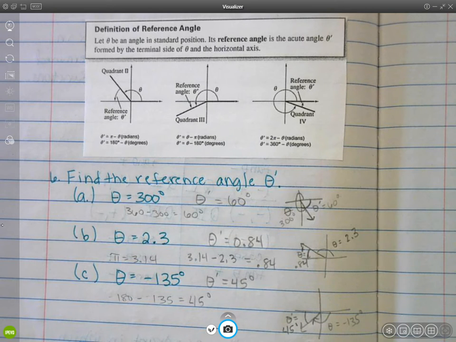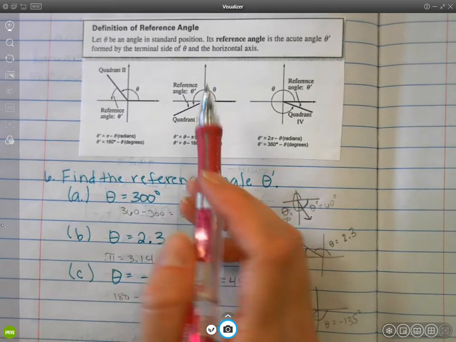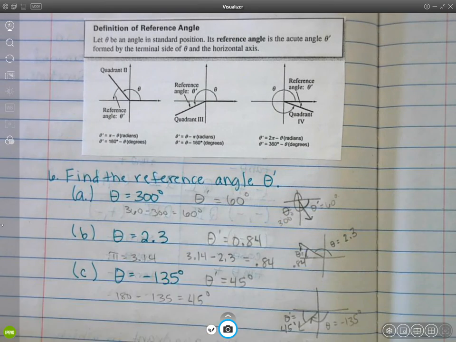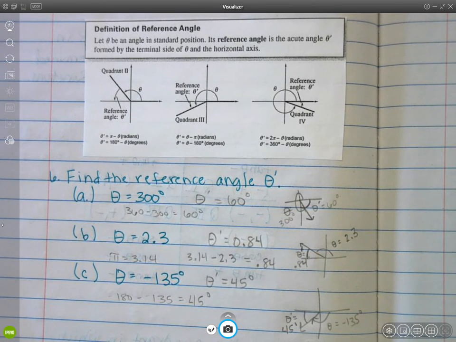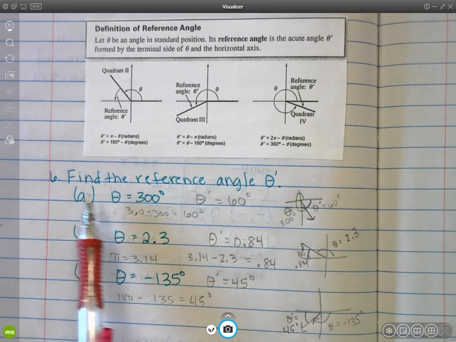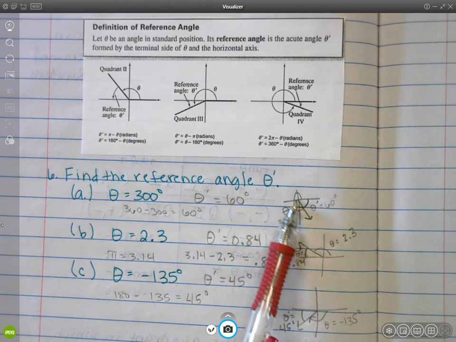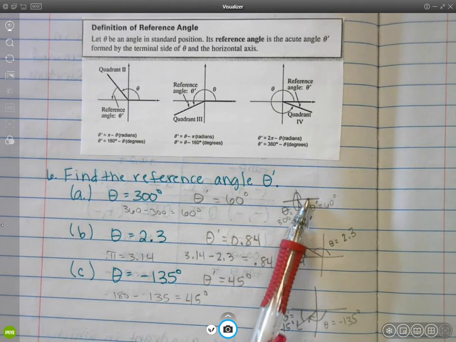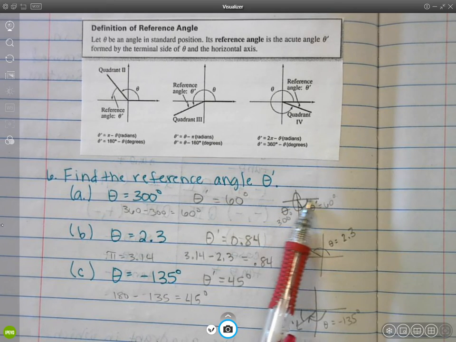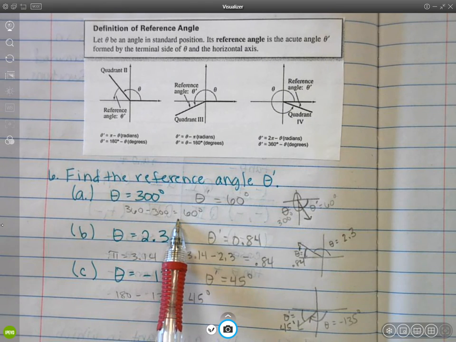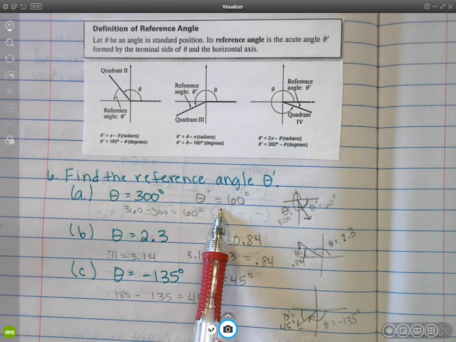So this gives you some thoughts on what's going on and some ways to figure it out. But honestly, if you just remember how far am I from the x-axis, that's all you need to know for reference angle. All right, so the reference angle for 300. Well, 300 degrees is right here. So how far is that from the x-axis? Well, this x-axis is the closest, and that's 360 degrees. So 360 minus 300 gives me a reference angle of 60 degrees.